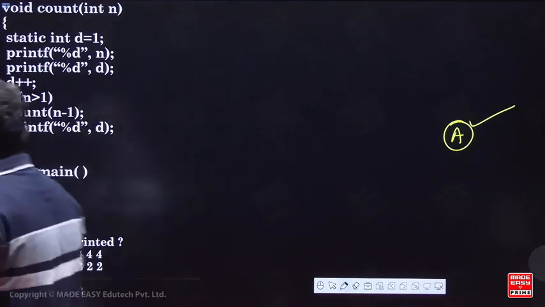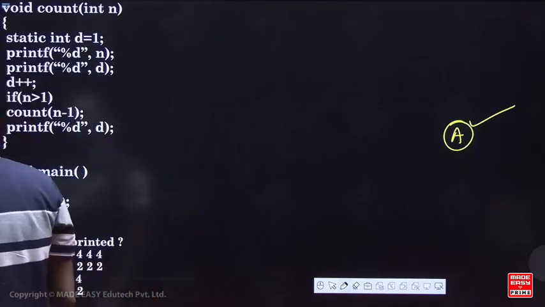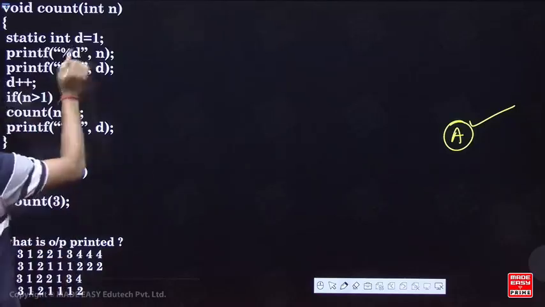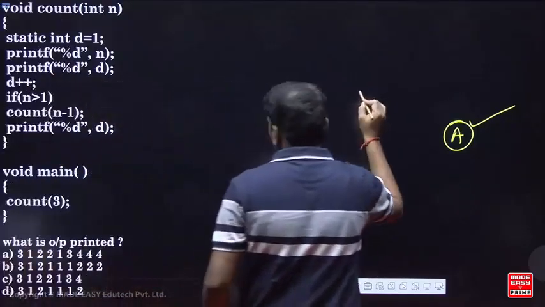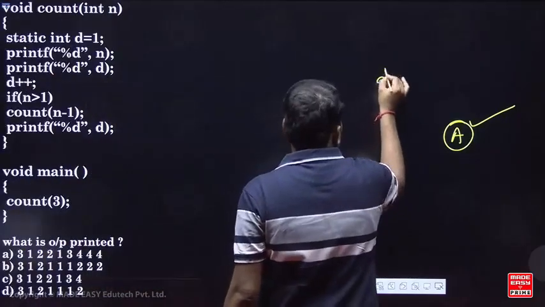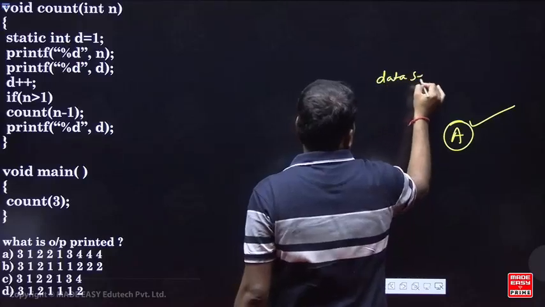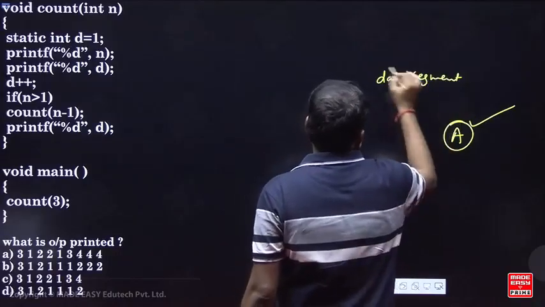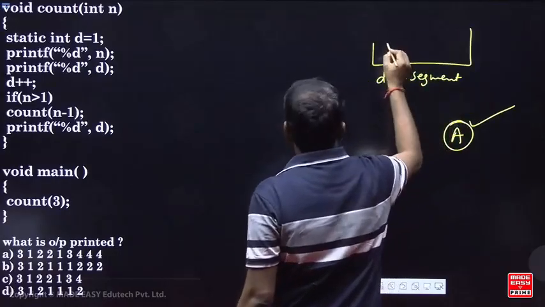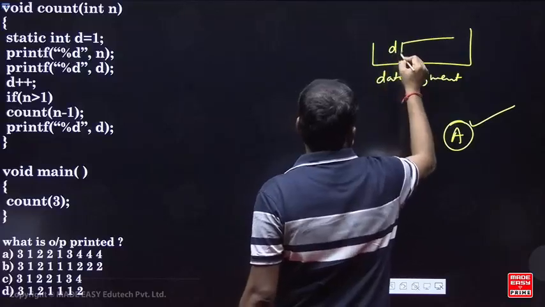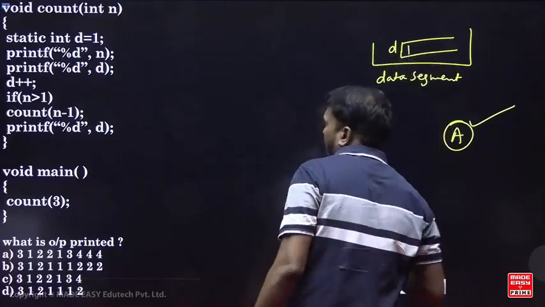Right? So count is calling count inside itself, right? So recursion. Now look at here, the static variable's memory is allocated in the data segment. So in the data segment, memory is allocated at compile time. So variable d is initialized with 1.